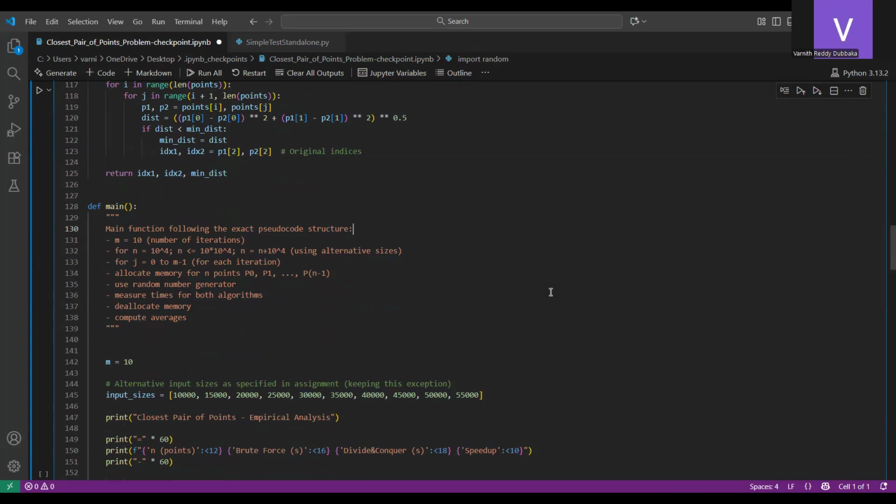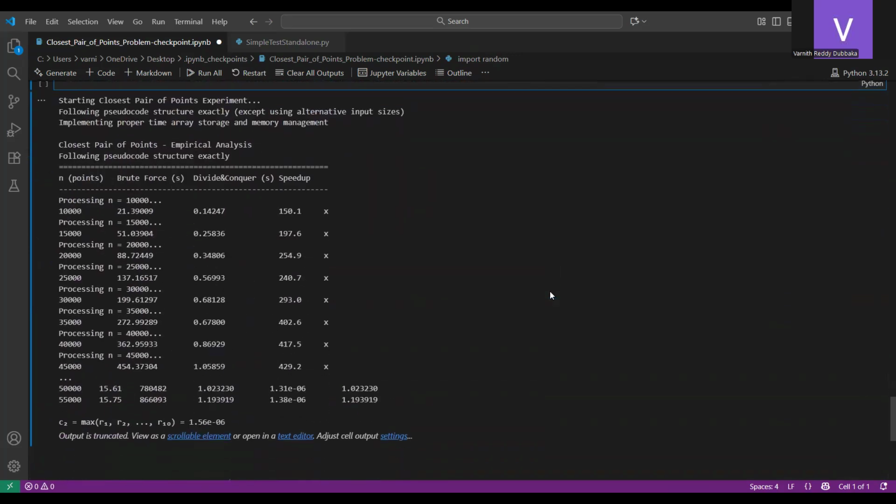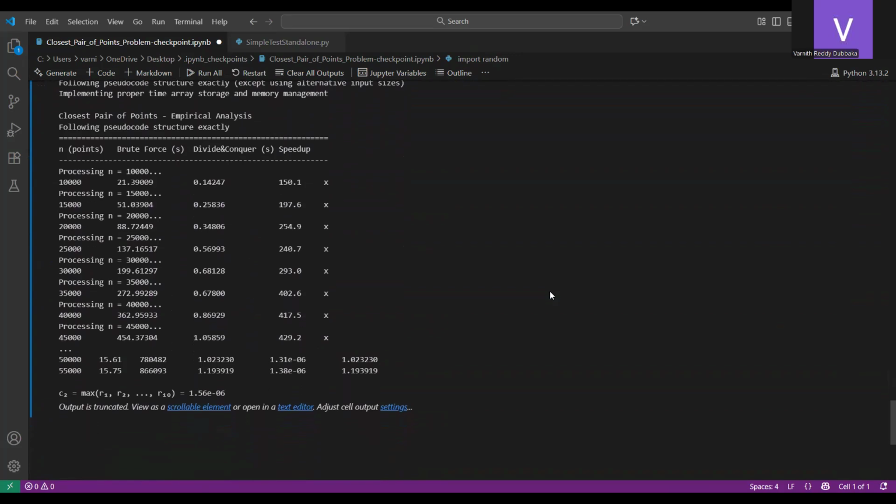Okay, coming here, now let's see the full empirical analysis. I've already generated the output before, as it takes a long time to generate. So let's see what's in the output. The results are in a summary table. For brute force, O(n²), at 10,000 points it takes around 21 seconds. At 25,000 points, approximately 130 seconds. At 55,000 points, about 687 seconds. Notice the dramatic quadratic growth.